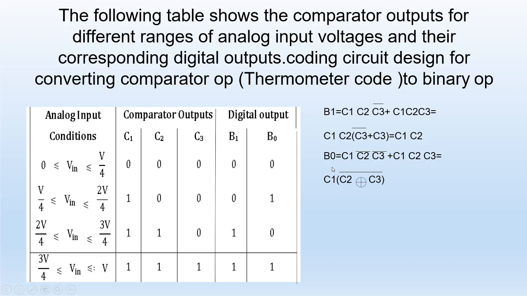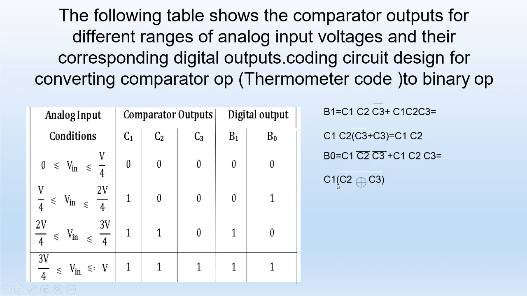Similarly, we can write for B0, which is the LSB. B0 is 1 for combination 100, so we can write C1 C2 bar C3 bar. Another combination is 111, so C1 C2 C3. The same thing can be written as C1 into bracket C2 bar C3 bar plus C2 C3, which we can recognize very easily is nothing but the XNOR gate.